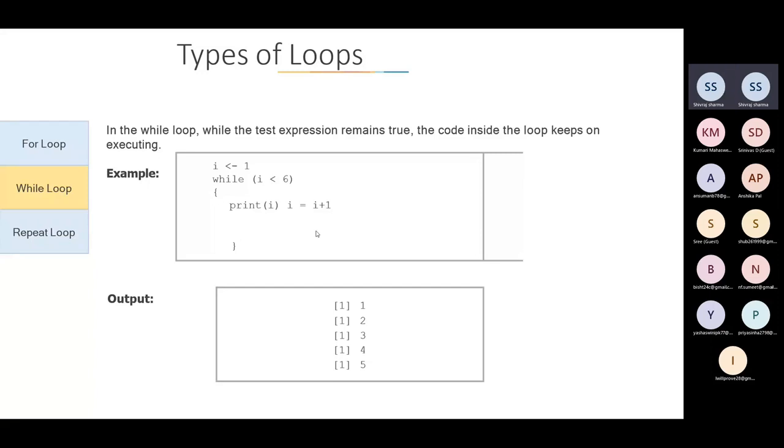Print I equals I plus 1. So in every loop, the initial value of I is 1, and the next time the value of I will be 2, because in the print statement it is mentioned that I equals I plus 1. First time the value of I is 1, so the value returned is 1. In the second loop, I is again 1, so 1 plus 1 will be 2, so it printed 2. Okay. Similarly, up to 5, it will give you the results.